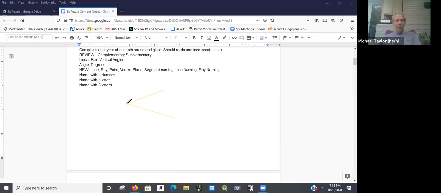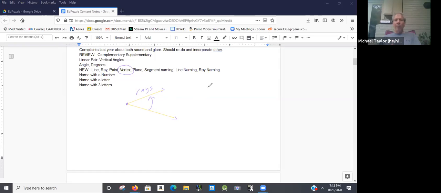Okay, so an angle always has what's called a point, or more specifically, a vertex. Vertex is the corner, but it's a point. And these things that make up the angle, the two sides, are actually called rays. Each one's called a ray, like a ray of sunshine. Oh, I made it yellow. Isn't that perfect? And then the area between is measured with degrees.